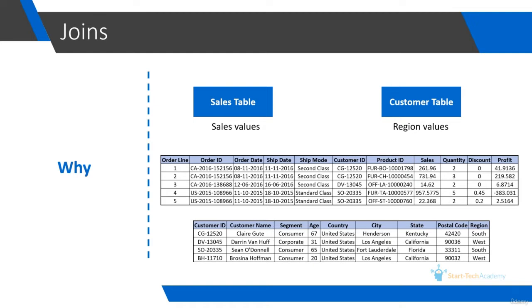We can also join more than two tables. For example, here we can join sales table and customer table based on customer ID, and we can join sales table and product table based on product ID. Once we have this joint data, we can then find things like how much our customers from the state of California are spending on each product category.